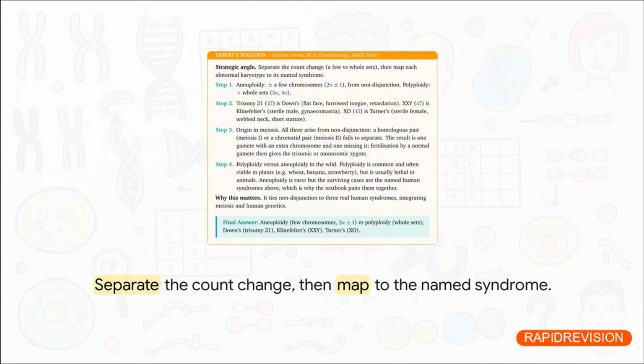I really want to reinforce an expert strategy here. Whenever a disorders question comes in the exam, first, separate the count change. Find out, is it aneuploidy? Once you figure that out, just map the specific chromosome error directly to the named syndrome. Trisomy 21 always maps to Down's. 47 chromosomes with XXY, that maps to Klinefelter's. 45 chromosomes with XO, Turner's. Separate and map. Honestly, it's really that straightforward.